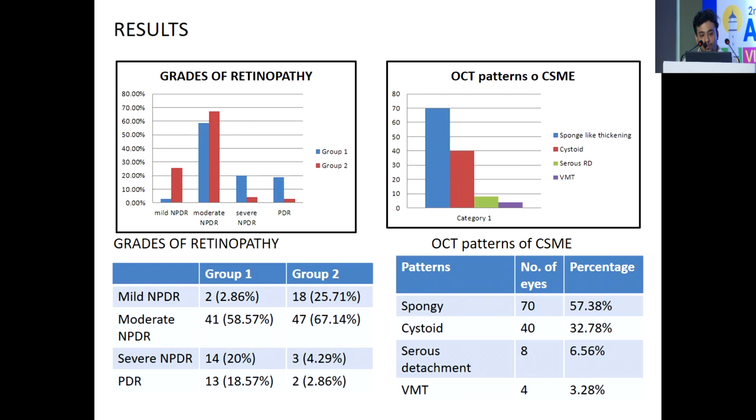In grade of retinopathy, mild NPDR is seen in 2 patients in group 1 and 18 patients in group 2, moderate NPDR in 41 in group 1, 47 in group 2, severe NPDR in 14 in group 1, 3 in group 2, PDR in 13 in group 1 and 2 patients in group 2. In OCT patterns in CSME, those patients having CSME, the total number of eyes is 70 and the cystoid was 70, serous detachment was 8% and vitreomacular traction was 4 patients.